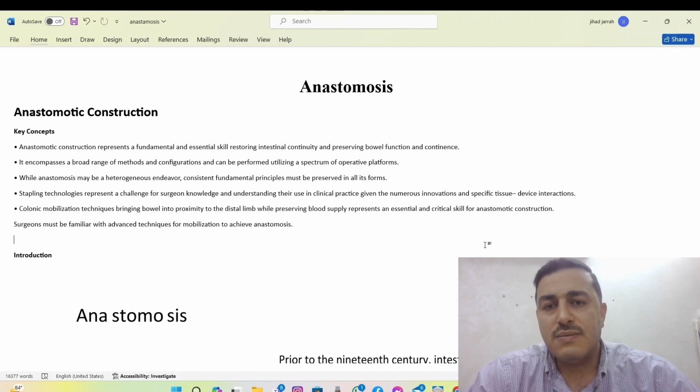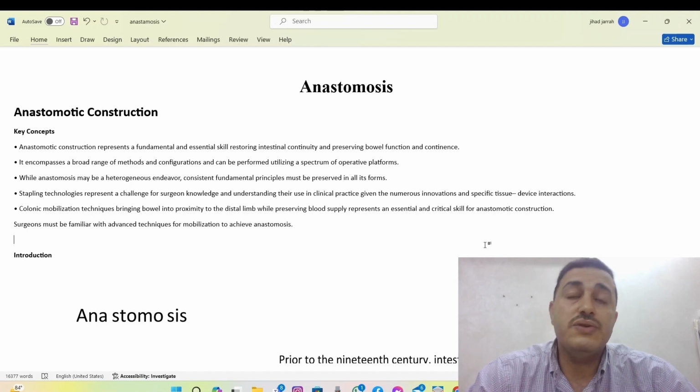For example, the anastomosis in the esophagus or in the stomach, bariatric surgery, etc. Our lecture today will be divided into two parts. In the first part, we are going to talk about anastomosis in general.